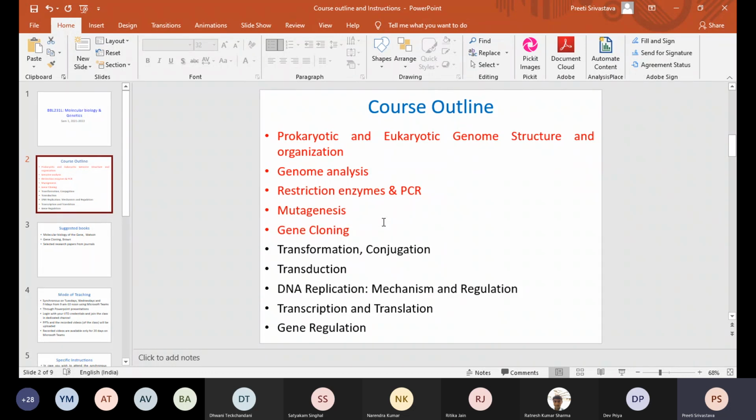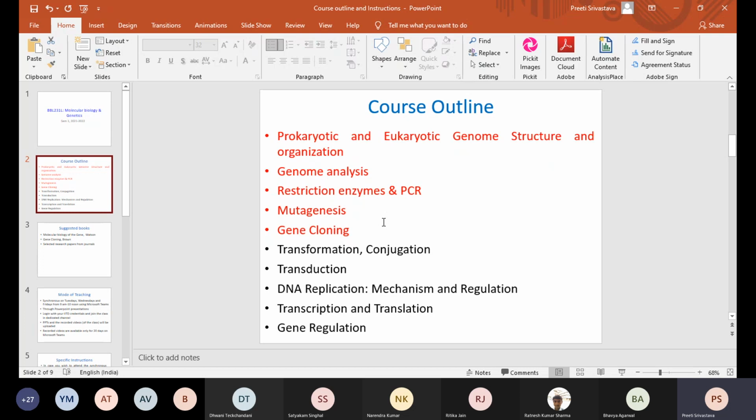So that is why I have made a separate section for this, and we are going to discuss the various models, for example, lac operon and tryptophan operon. So one is a catabolic operon and one is an anabolic operon, and then we are going to discuss their organization, their functionality, and the mechanism of regulation.